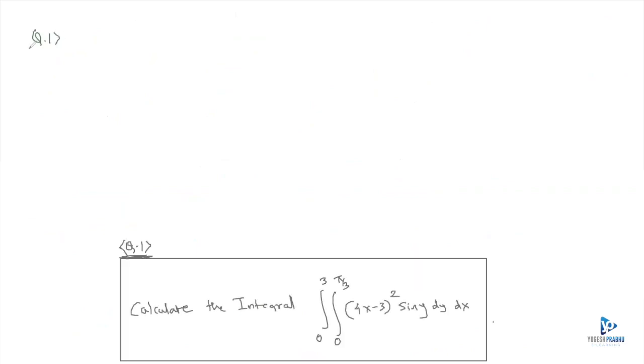While we solve this question, I'll also explain how things work. This is the integral. Can you read that out for me? From 0 to 3, the integral of 4x minus 3 squared, times sin y, dy dx.